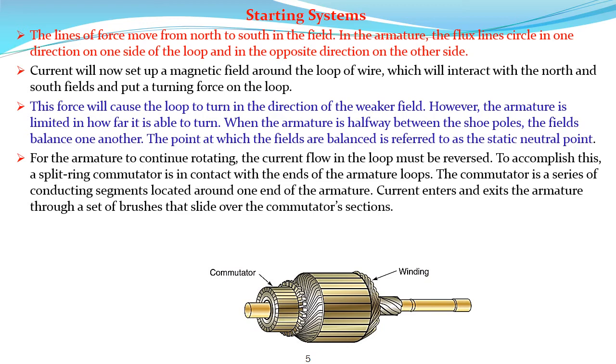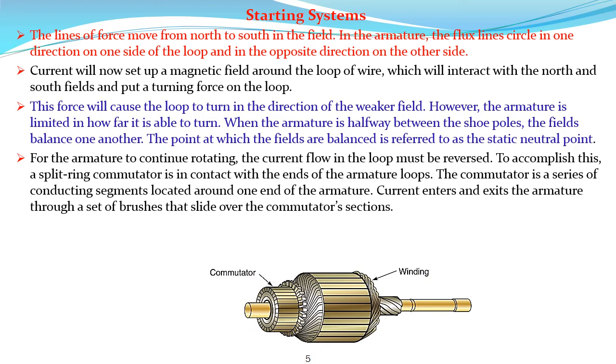For the armature to continue rotating, the current flow in the loop must be reversed. To accomplish this, a split ring commutator is in contact with the ends of the armature loops. A commutator is a series of conducting segments located around one end of the armature.